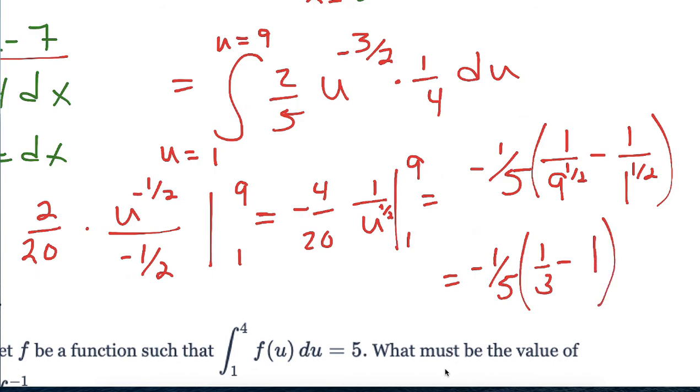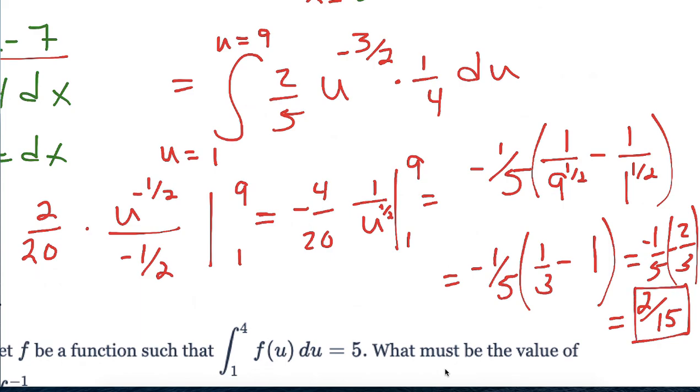And then I'll let you finish that, or maybe I'll try to squeeze it in here, but I got negative 1/5 times negative 2/3, because 1/3 minus 1. And so in the end, we would get 2/15 for an answer. So sorry about that, making that mistake.